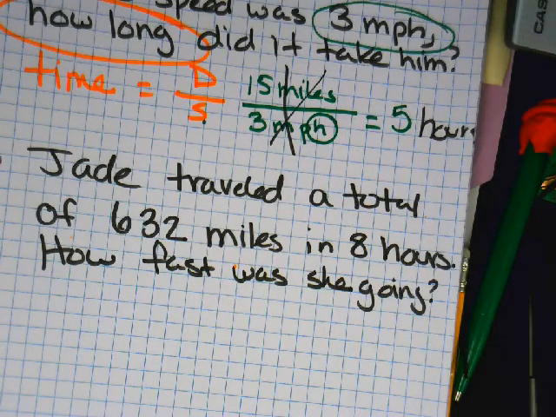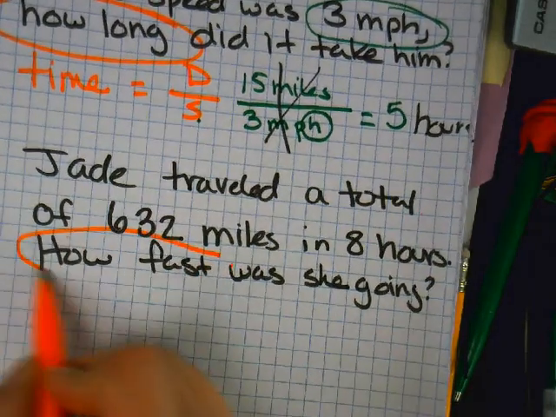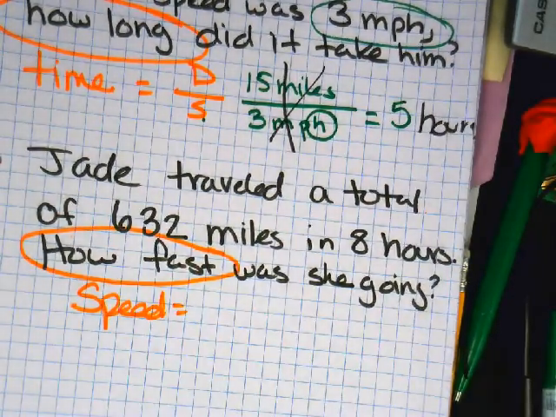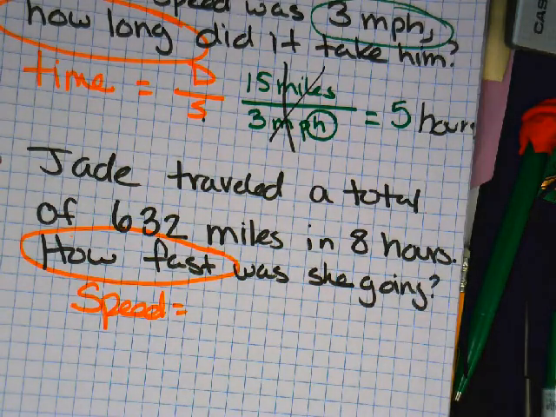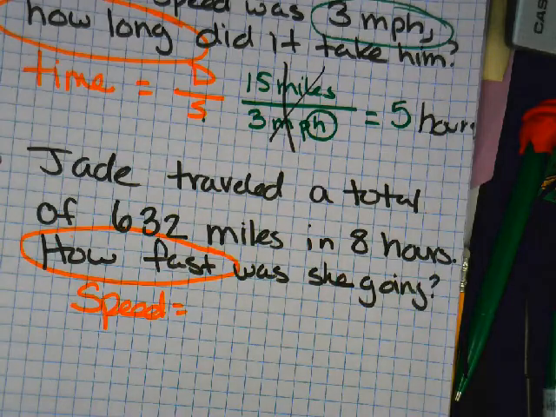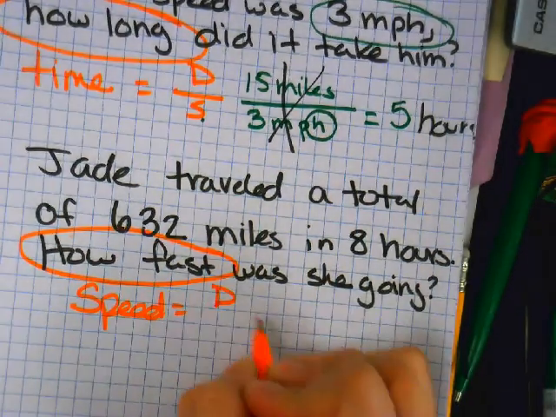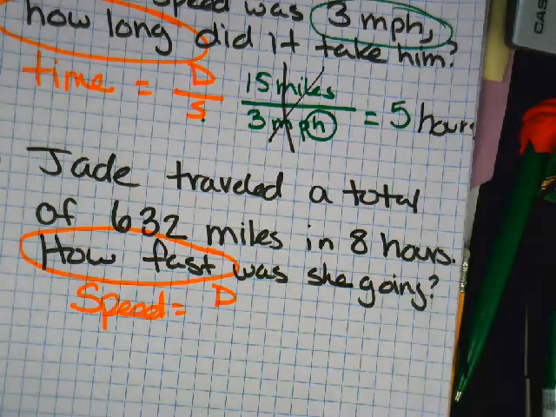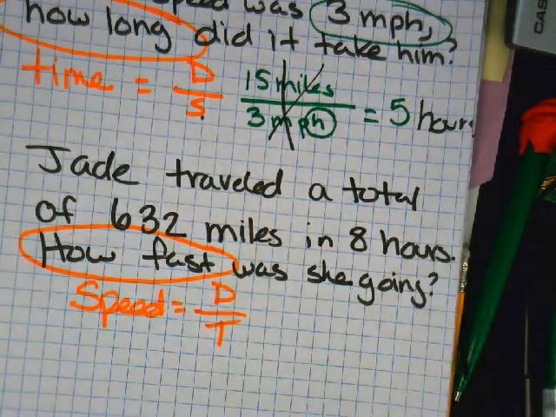Super fast. So what are we solving for? Speed. How do you know it's speed? How fast? This is speed. Cover up the S. Good. Cover up the S. What are we left with? Distance. Divide by. Okay, plug in your numbers.